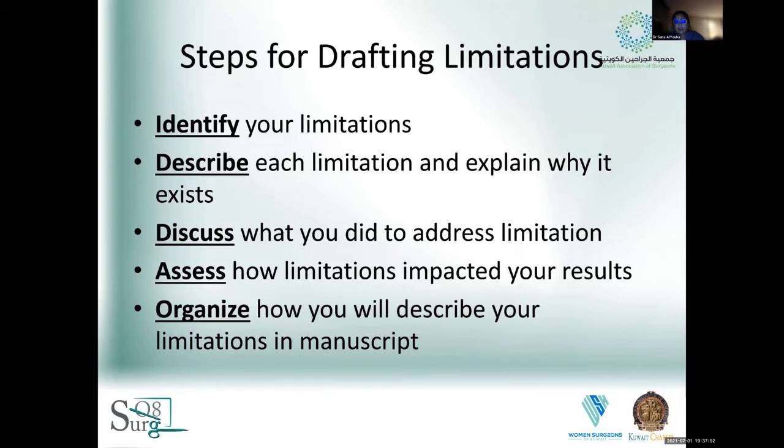And then you assess how it impacted your results. So does it make it less generalizable to your general population or not? Once you have this, you just organize how you would describe them in your limitations. I think if you use a reflective approach and show that you're thoughtful, I think your reviewers will be more forgiving.